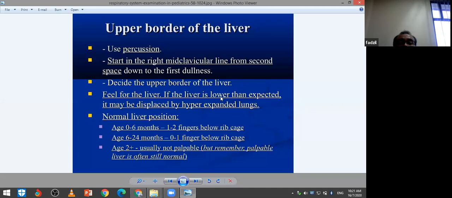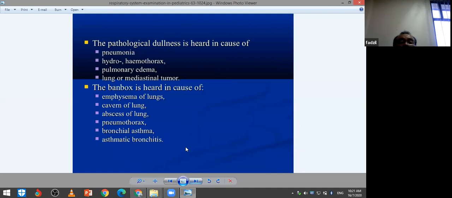So if the liver is lower than expected, then you can say that the liver is displaced, with hyperexpansion of the lung. The pathological illness can be due to pneumonia, hydrothorax, pneumothorax, pulmonary edema, and lung or bloodstream tumor. Then the hyperresonant can be emphysema, cavity in the lung, abscess, pneumothorax, asthma, and asthmatic bronchitis. This one you can hear. Hyperresonant means that there are dilated alveoli, or a lot of air inside.